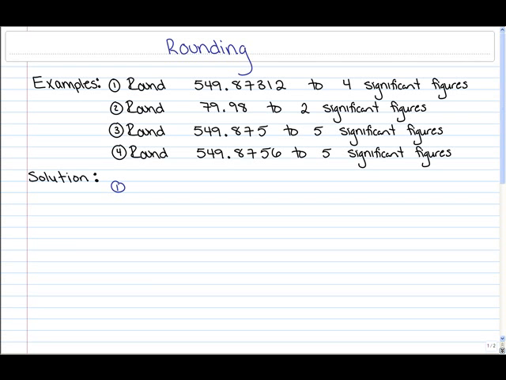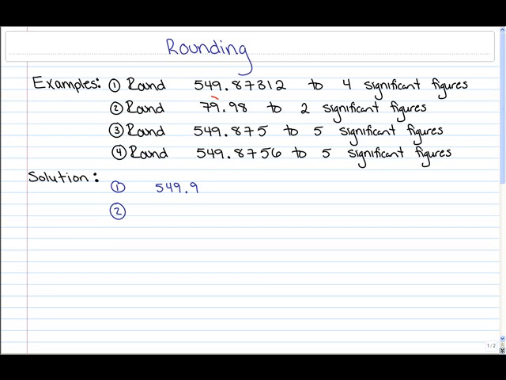So for the first example here, 549.87312, we need to round it to 4 significant figures. Well, 4 significant figures would be up to here, which means the number after the 8 is a 7. Since that number 7 is larger than 5, we would round the preceding number, which is the 8, up to a value of 9. So your answer here should have been 549.9.